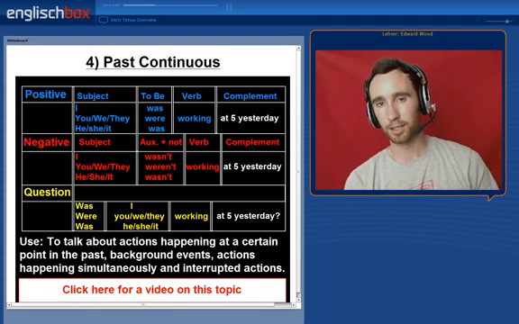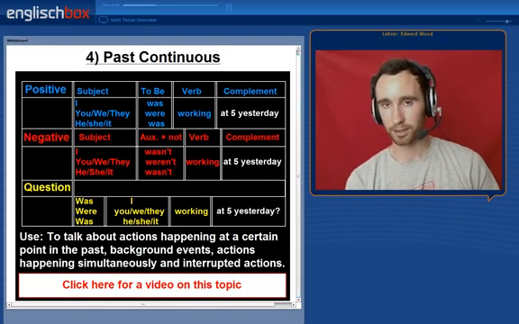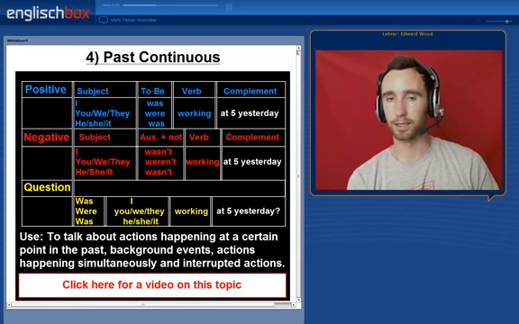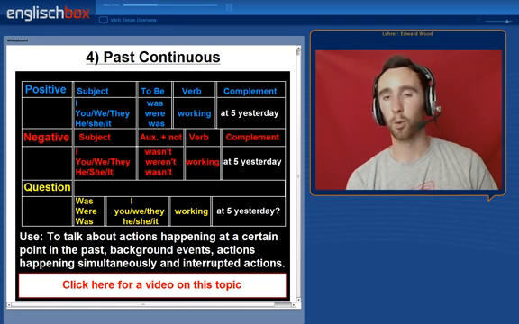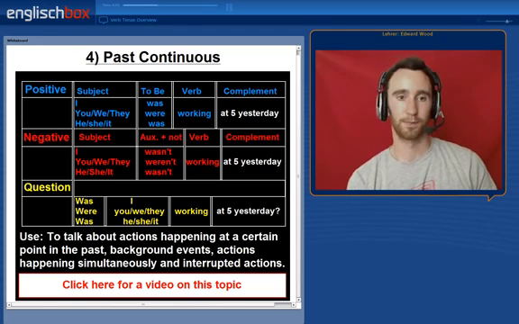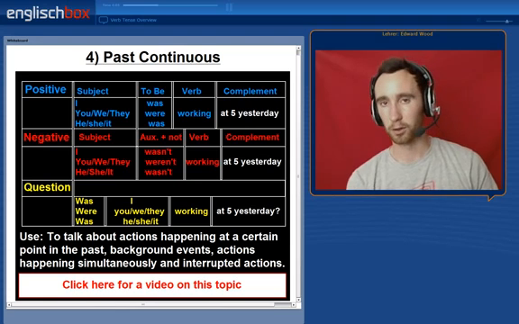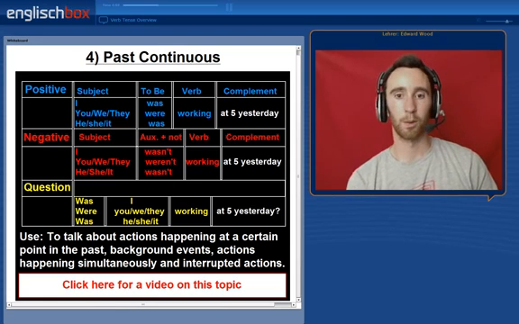The past continuous. The past continuous, again, has a similar structure to the present continuous, but instead of using am, is, or are, we use was and were in the auxiliary. For example, I was working at 5 yesterday. Negative, we make the auxiliary negative, the verb to be. I wasn't working at 5 yesterday.